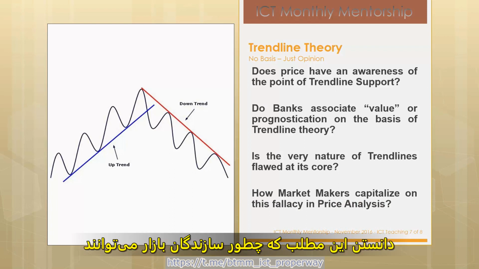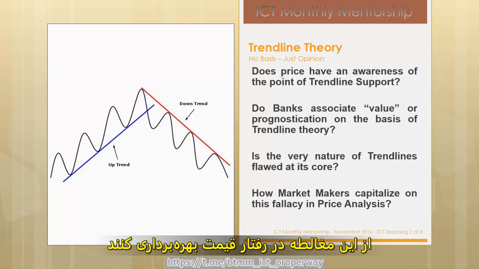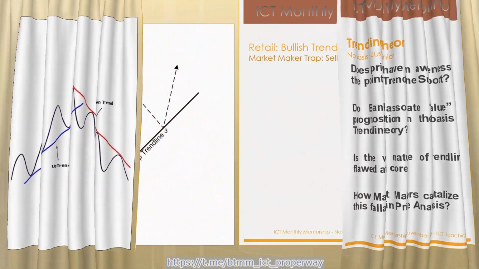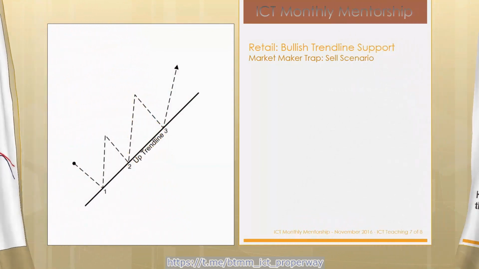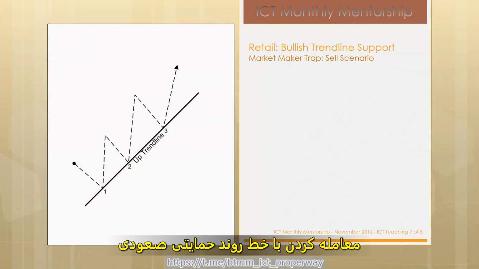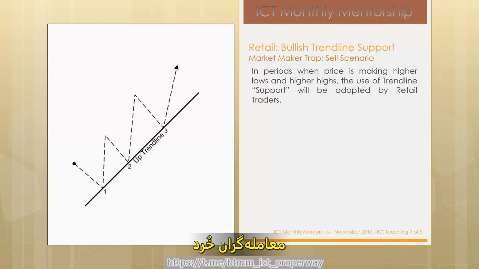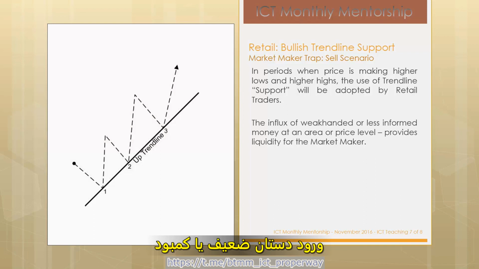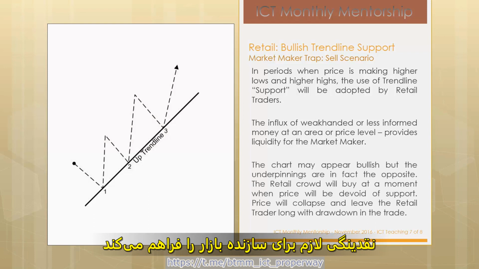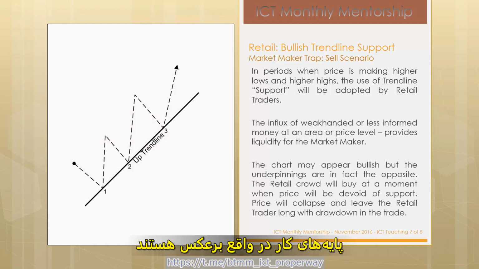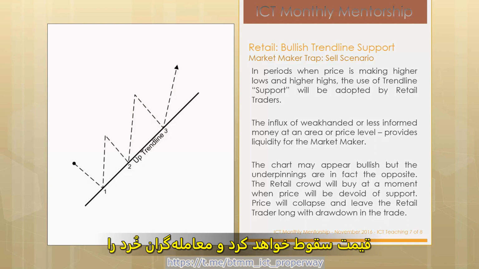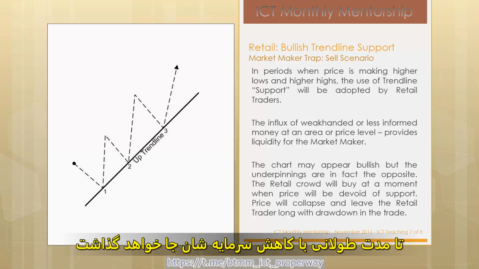Knowing this, how can market makers capitalize on this fallacy in price action? Retail bullish trendline support. In periods when price is making higher lows and higher highs, the use of trendline support will be adopted by retail traders. The influx of weak-handed or less informed money at an area or price level provides liquidity for the market maker. The chart may appear bullish, but the underpinnings are in fact the opposite. The retail crowd will buy at a moment when price will be devoid of support. Price will collapse and leave the retail trader long with drawdown in the trade.